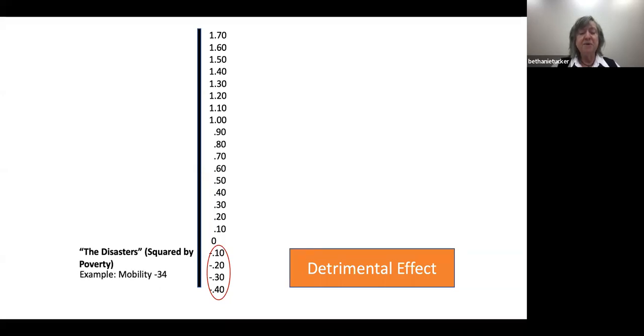For example, mobility. If we have a student who moves during the school year, this student could be middle class, this student could be wealthy, this student could be from poverty. The effect of mobility on average is negative .34, which is huge. This means that the student's growth has been thwarted by simply moving.